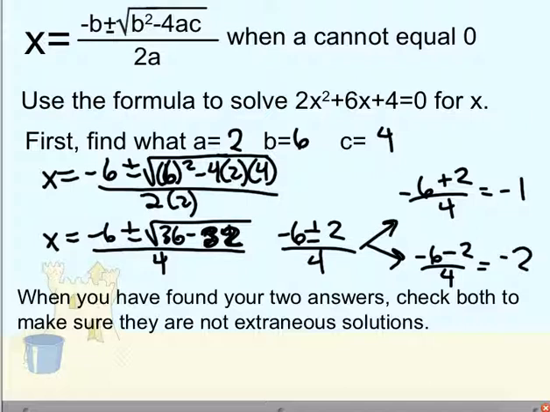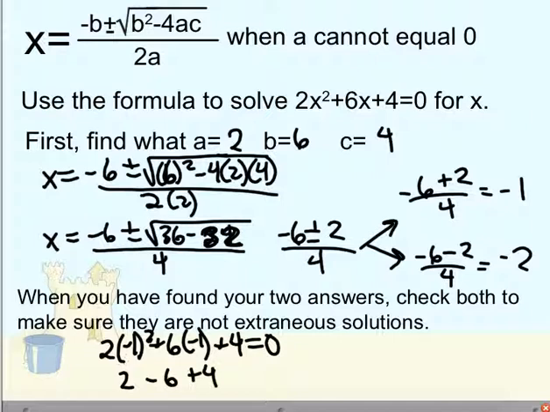Okay? And we plug them back into our equation. So 2 times negative 1 squared plus 6 times negative 1 plus 4, does that equal 0? That is the goal. So we get negative 1 squared is 1 times 2 is 2, minus 6 plus 4. And that does give me 0. So we are good to go.